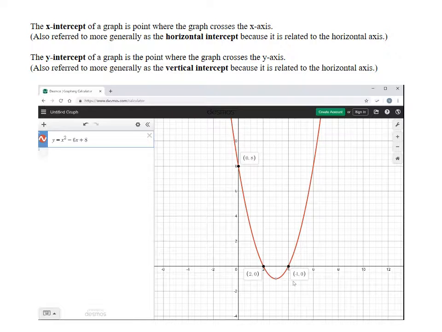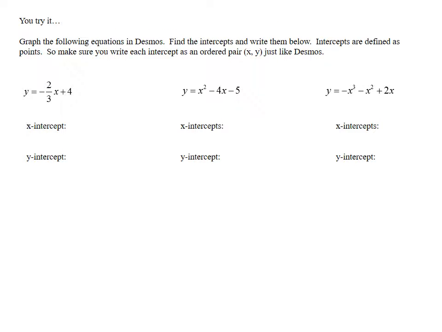Now, Desmos will also point out other points which we'll get to later in the term. For instance, like this point at the very bottom of the graph, this is what we would consider a minimum. Sometimes it's also important to know where minimums or maximums are on a graph, and Desmos will also point those out to you. So here are 3 examples for you to try on your own.